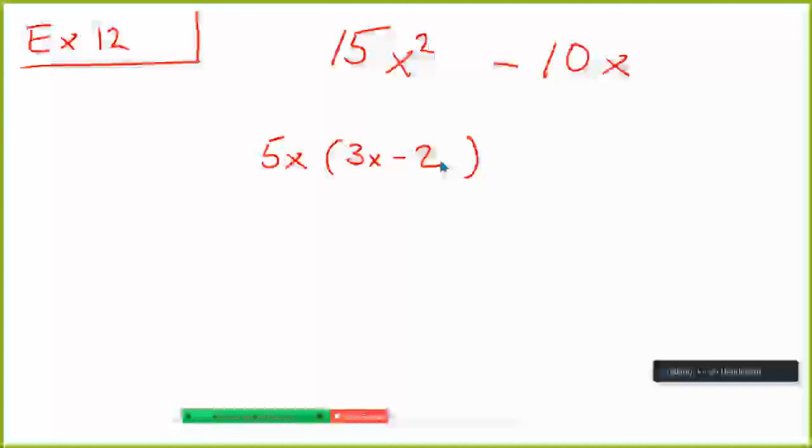So I wanted you all to see sometimes we can't take out the entire coefficient. We can't divide 15 from both of these terms. We can't divide 10 from both of these terms. But we could take out 5 from both of these terms, and that'll happen sometimes.